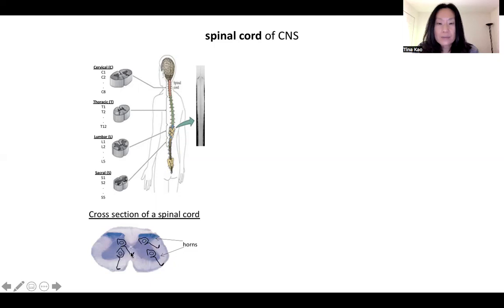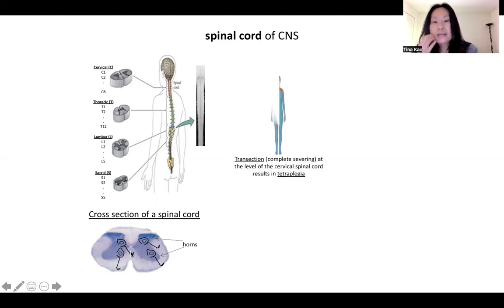Gray matter, white matter. And what if somebody has a full transection, meaning a complete severing? If you were to take the spinal cord and completely chop it in half, sever it at the high cervical level, this results in tetraplegia. That means that anything below the level of the transection is not functioning. Any type of sensory or motor responses. If this person is thinking they want to move their arm, the signals should go down the spinal cord, but the spinal cord is transected, so it doesn't go anywhere.